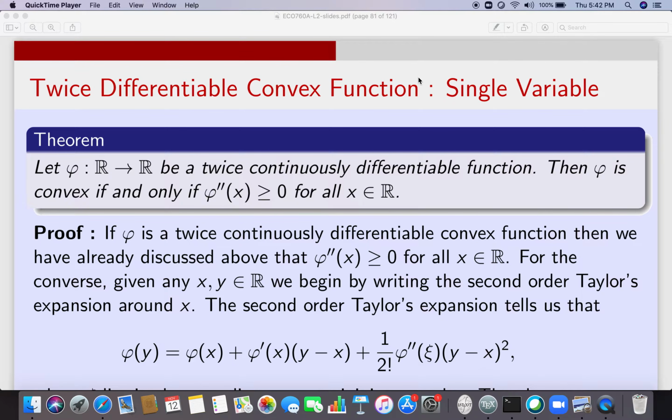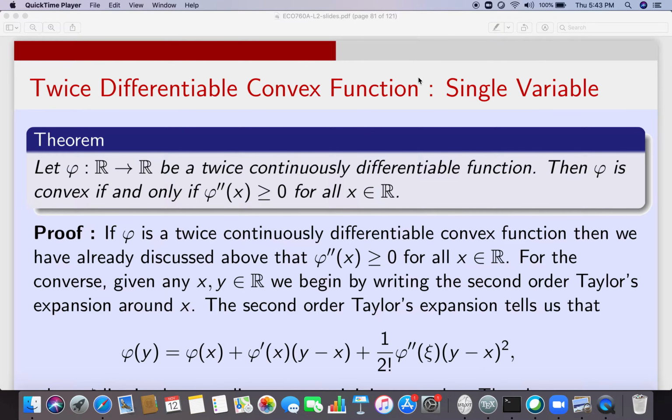Now the first theorem is about a twice continuously differentiable function phi from R to R, simple real functions which you should be comfortable with. Then phi is convex if and only if the second derivative at every x in R is non-negative. That's what the theorem is. So it's a both way result. So if the function is convex, then the second derivative at every point is greater than or equal to 0.